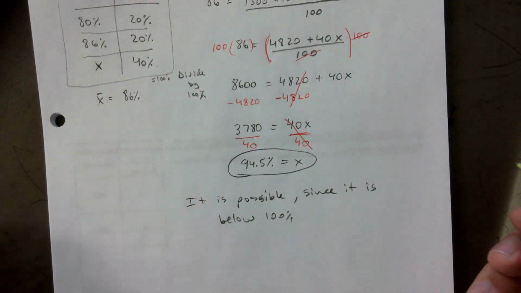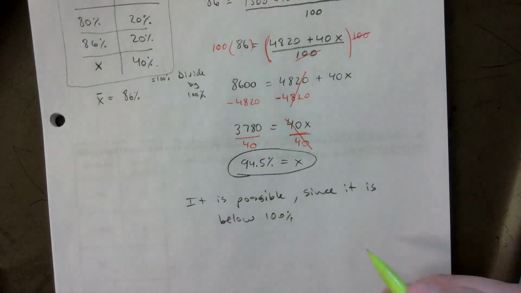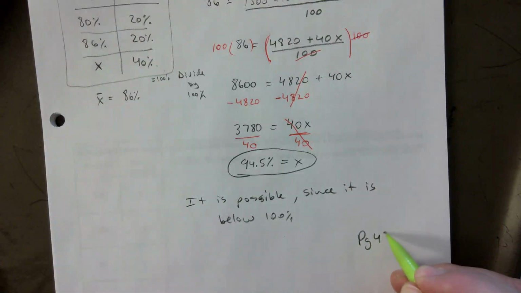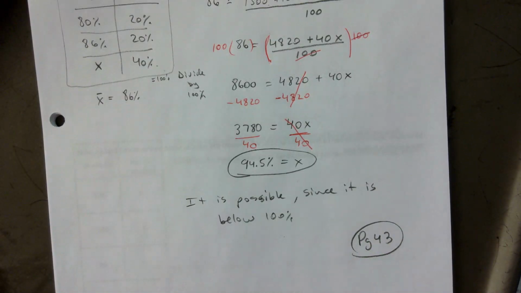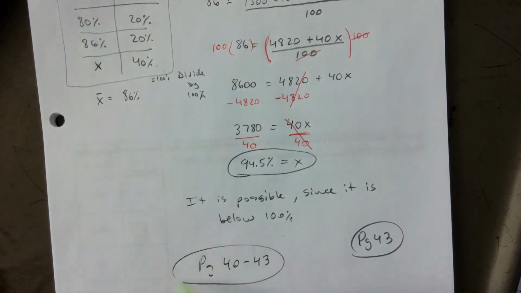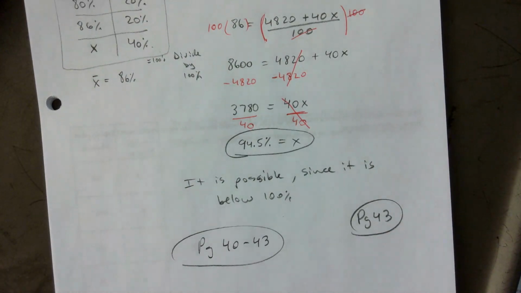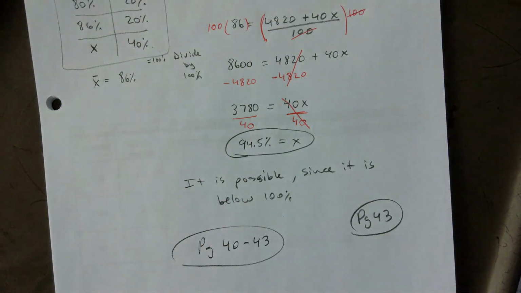So if you want to practice this, page 43 has one more to practice. So basically, pages 40 to 43 is what I would like you to have completed by Monday. Okay. And then we'll do the repetition examples.